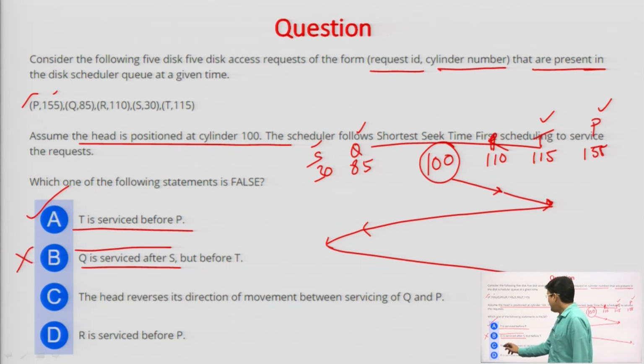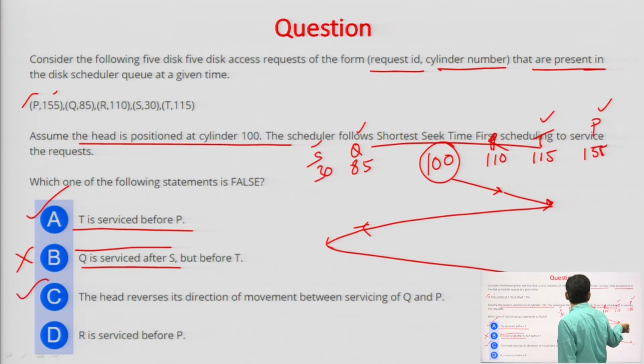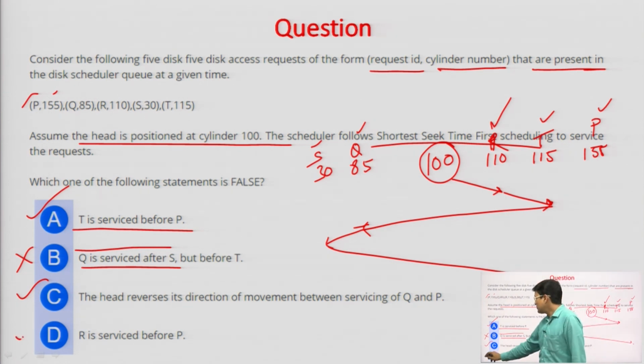And then finally, it says that the head reverses the direction of movement between servicing Q and P. Obviously, it is changing direction between Q and P. So, this is true. And R is serviced before P. Yes, R is serviced before P. R is the first one which is serviced and P is the last one which is serviced. So, this is also true. So, the only wrong option is B.